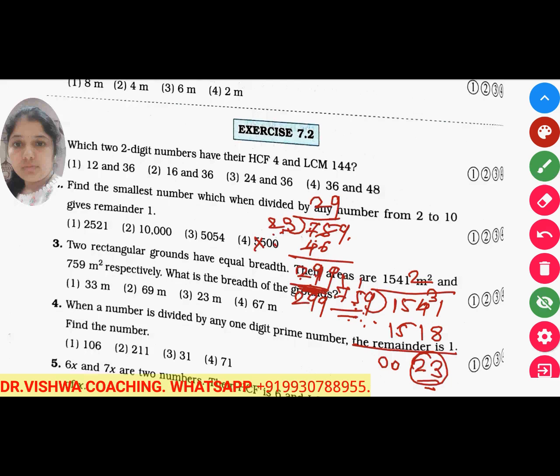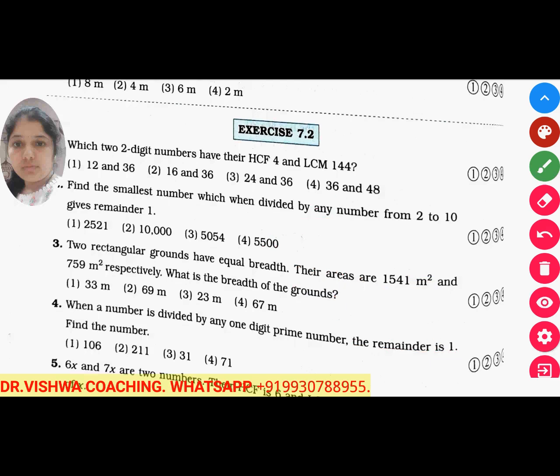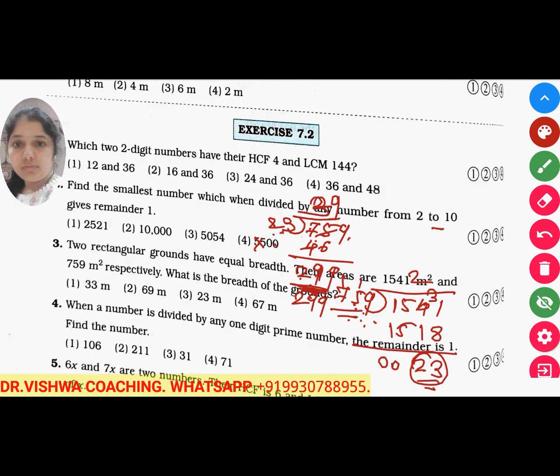23 1s are 23, 23 2s are 46, 23 3s are 69. So 759, 23 into 3 is 69. So 33 we got as a quotient, and the number is completely divisible. So 23 is the common factor of both of them, which is the breadth.